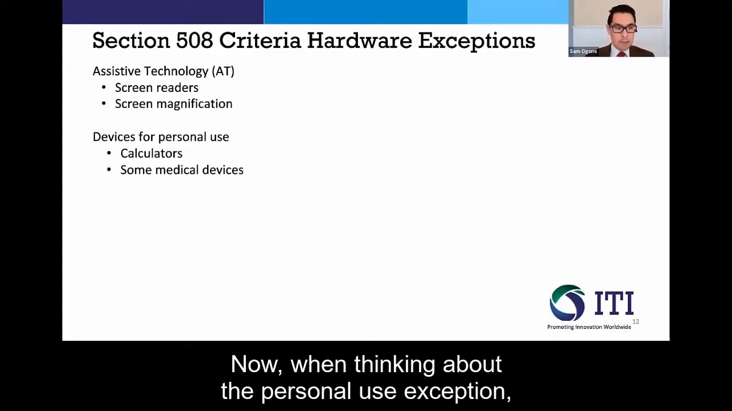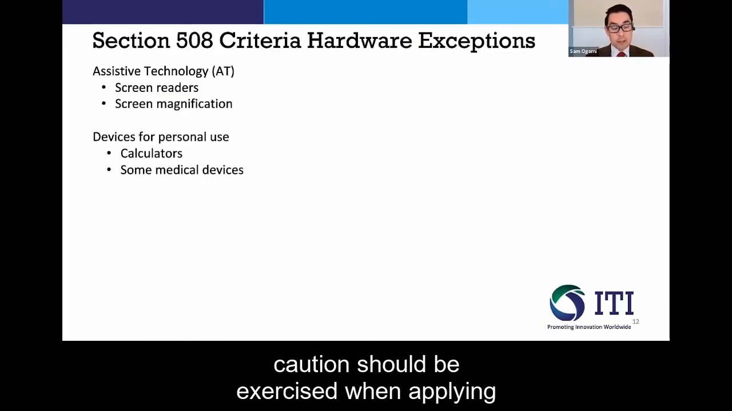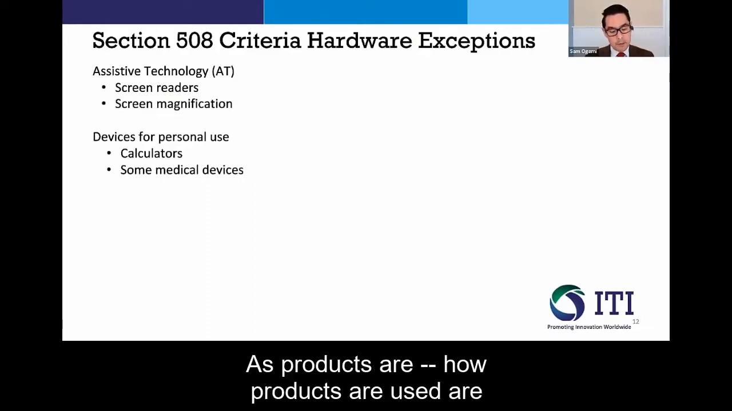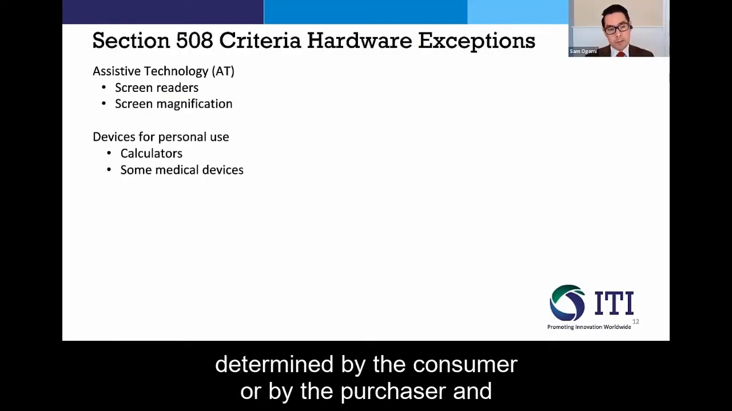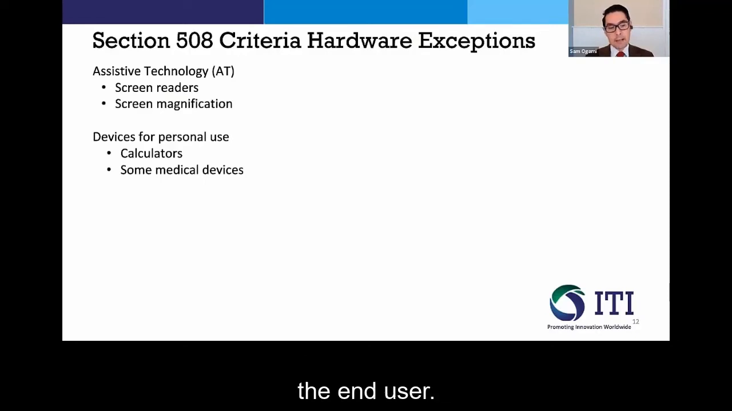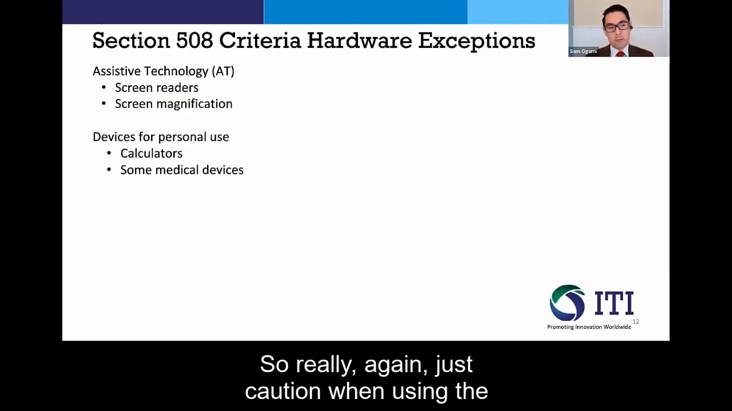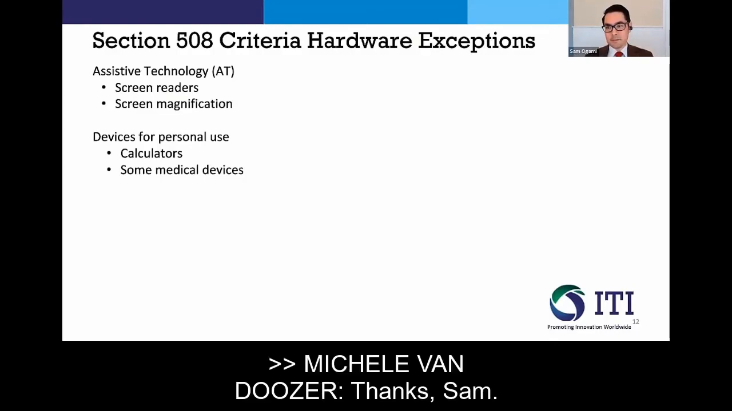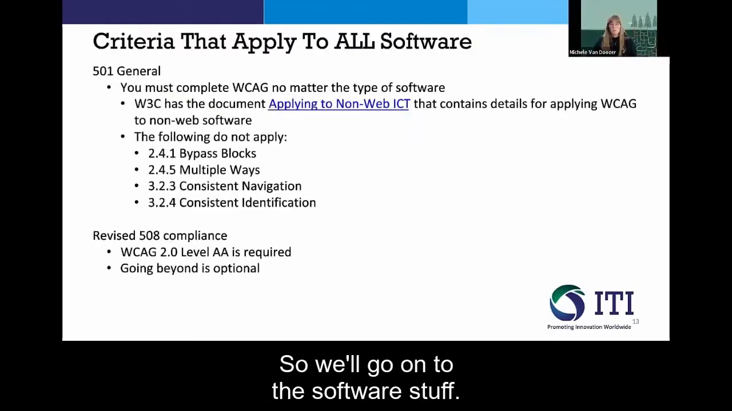Now, when thinking about the personal use exception, caution should be exercised when applying this exception, as how products are used is determined by the consumer, the purchaser, and the end user. So really, again, just caution when using the personal use exception. Thank you. Thanks, Sam. So we'll go on to the software stuff.